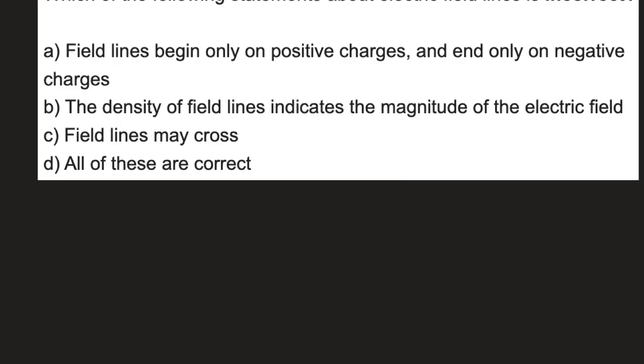All right. This one is asking which of the following statements about electric field lines is incorrect. All right. So A, field lines begin only on positive charges and end only on negative charges. B, the density of field lines indicates the magnitude of the electric field. And the last one, C, is field lines may cross each other. So you can get field lines crossing each other. And then D is just, they're all correct. So take a second and think about that.